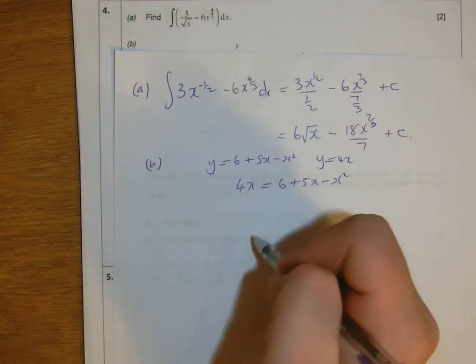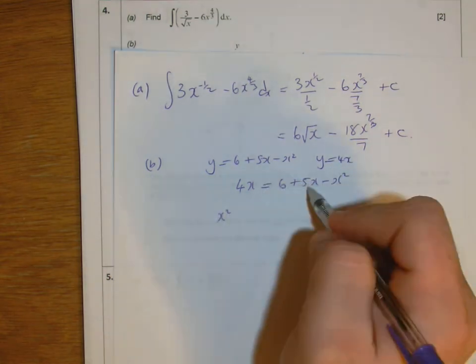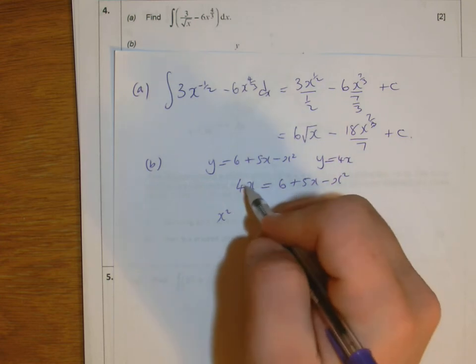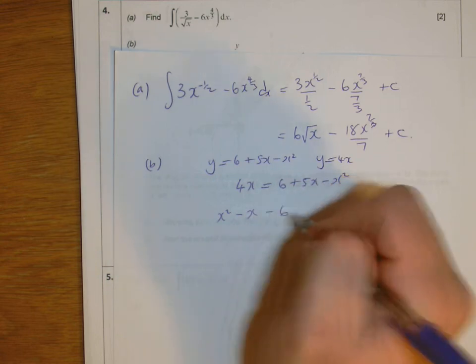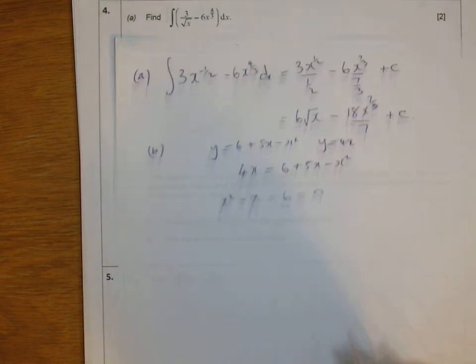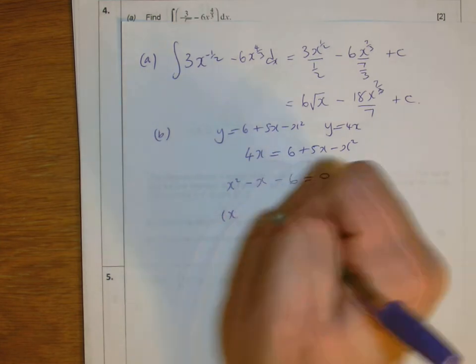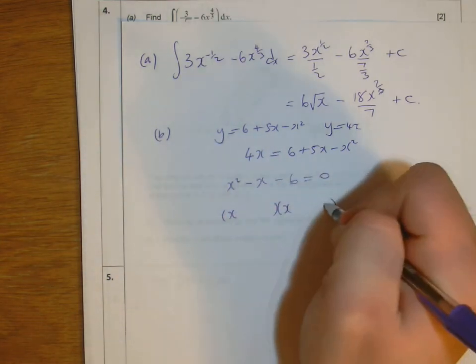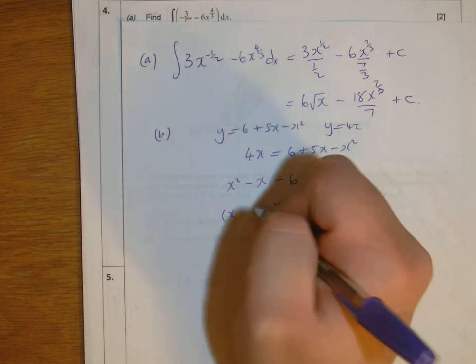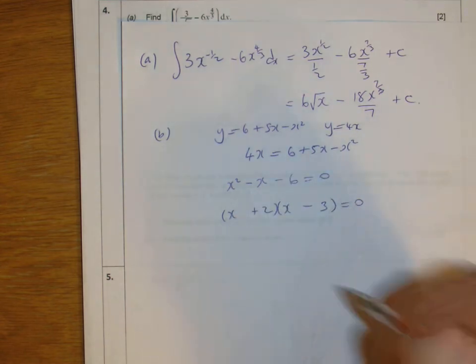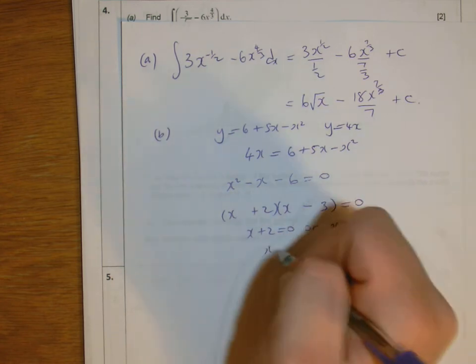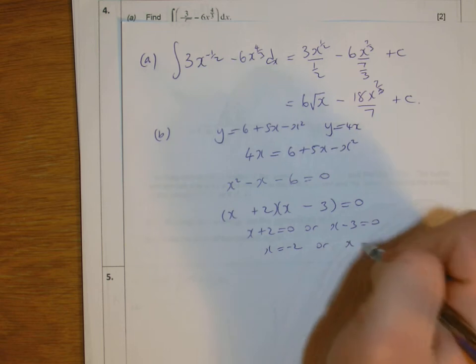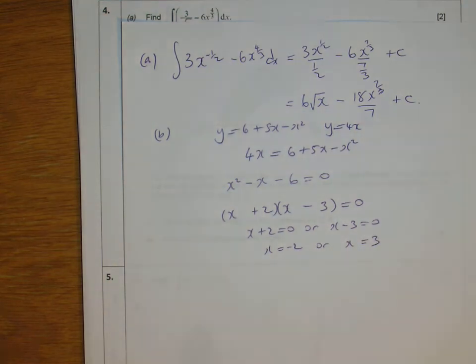Get everything to the left hand side, so you have x squared. I'll take that 5x over, you've already got 4x there, so 4x take away 5x is minus x, and then minus 6 equals 0. Okay, so when we factorize this, then you can have x bracket x, 3 and 2 should do us. So it'll be minus 3 plus 2 equals 0. So x plus 2 equals 0, or x minus 3 equals 0. So x will equal minus 2, or x will equal 3. Okay, so we've got 2 answers here.